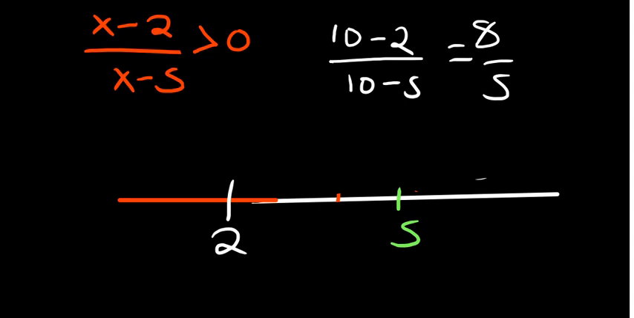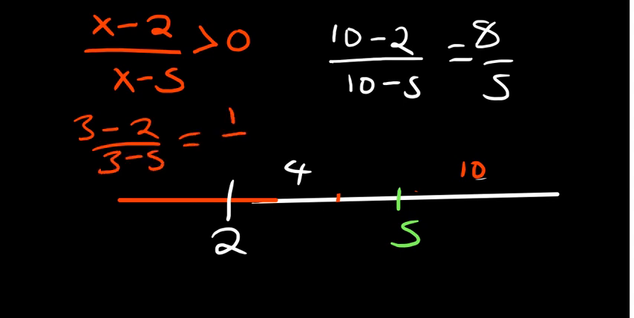So we've tried 4. We've also tried what? We've tried 10. Let's try to get another value between 2 and 5, maybe 3. So 3 minus 2 over 3 minus 5. That will give us 1 over what? 1 over negative 2, or negative 1 over 2. Is that greater than 0?